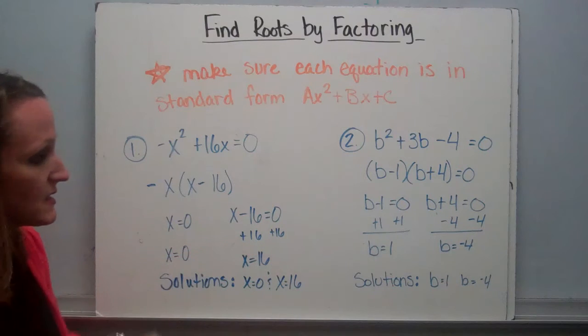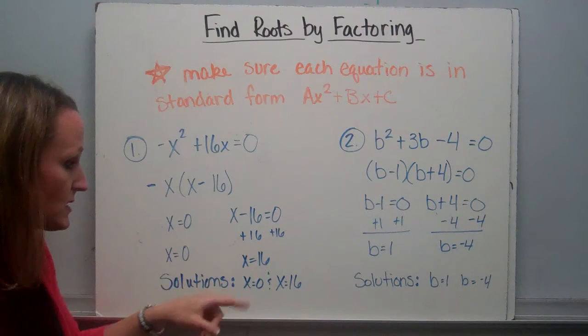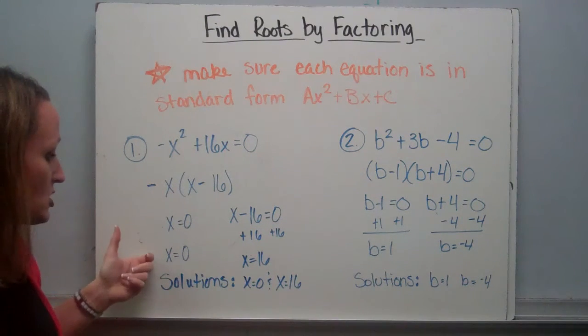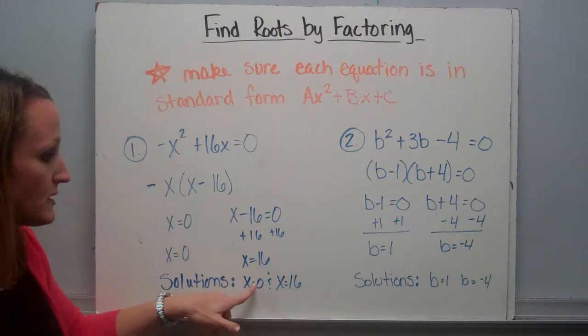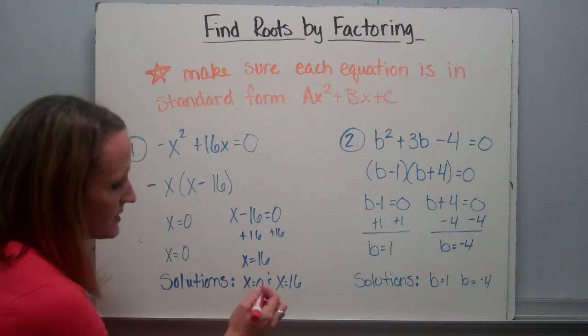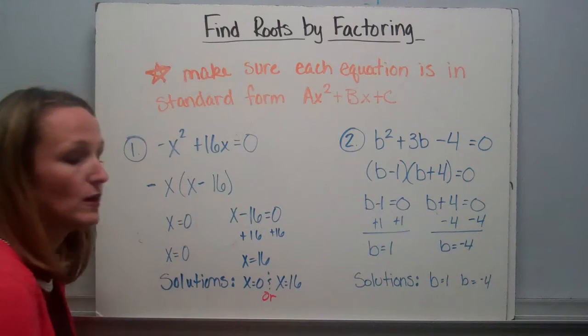Here, you've got to add 16 to both sides. You get x equals 16. So our solutions in this situation are x equals 0 and x equals 16, or possibly we should say, or.